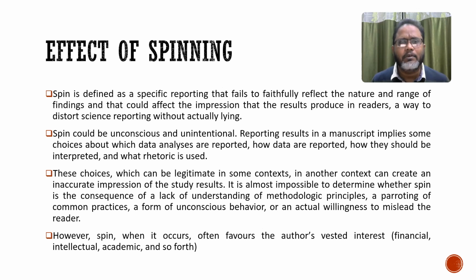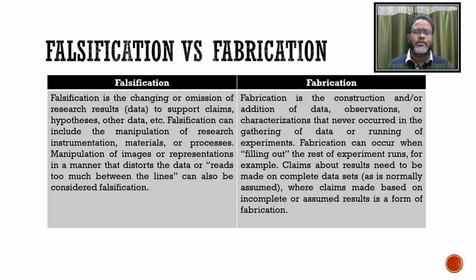she just doubled that one and made the sample twice that, claiming that the inference she drew from that research is the same as the inference she drew from the previous half of the sample. So this is the effect of spinning, and this is the author's vested interest, that is intellectual, academic, and so forth. So these are the problems, and here come two aspects.